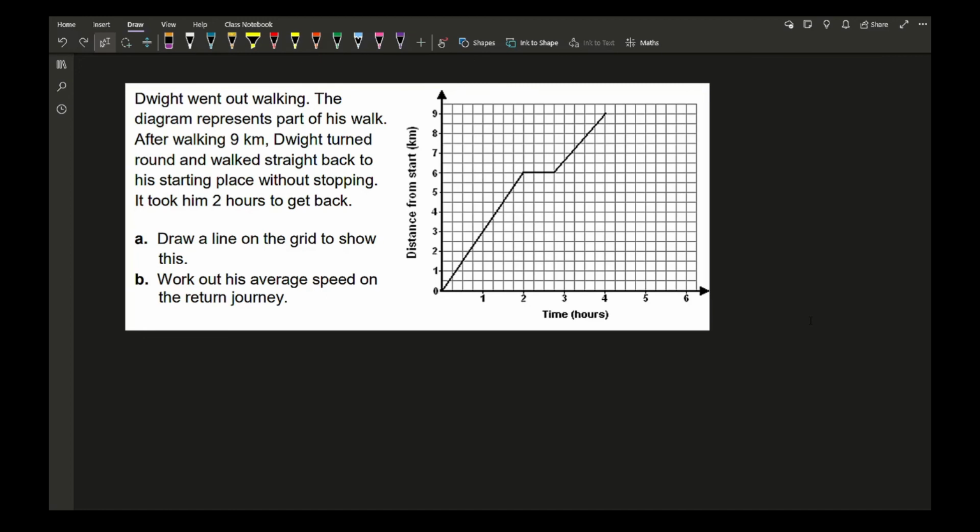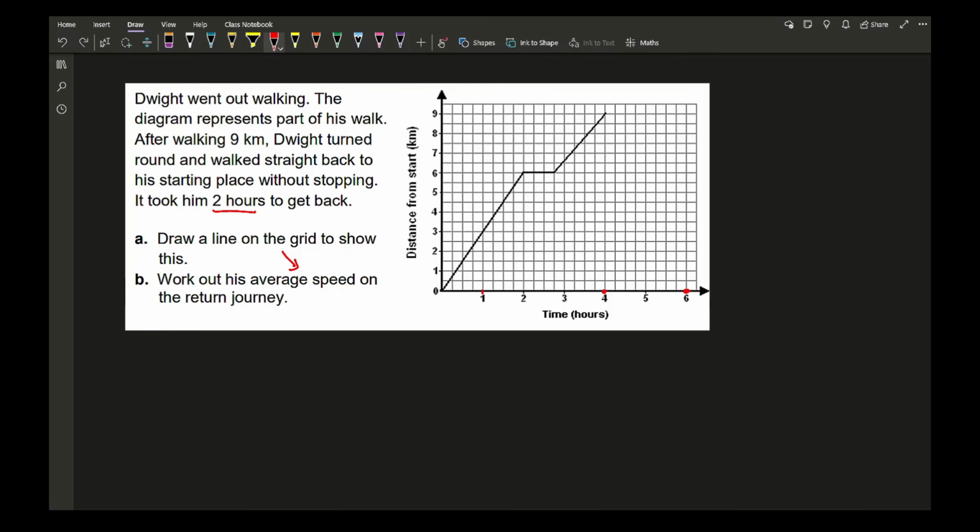So the first part's asking us to draw a line on the grid to show this. As he's walking back, we know that the line is going to be going downwards. The question says it's going to take 2 hours for him to get back. So what we need to look at is how many little squares represent 1 hour, which is going to be 4. I make it 4. So from here, which is at 4 o'clock, where he got to the peak of his walk, he travels 2 hours, so it's going to be 6 o'clock return.